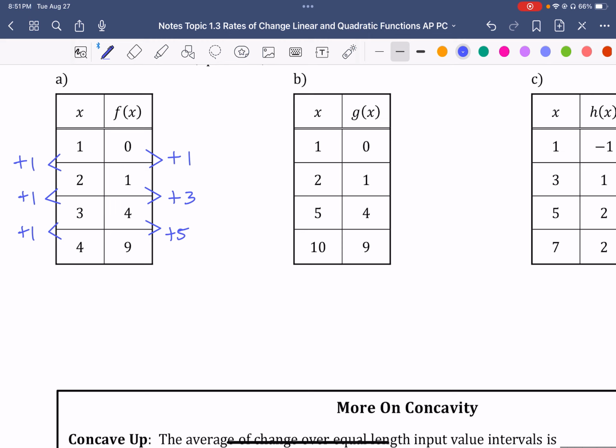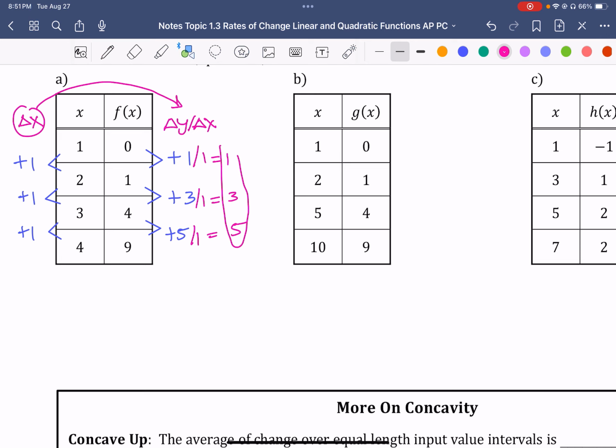Remember to divide your changes in y over your changes in x, so that you have the change in y over the change in x. So I'm going to divide by 1, and by 1. Now that's not really going to make a difference because everything divided by 1 is whatever you started with. But I'm going to circle these and label these my average rate of change. Now I see that those numbers are not constant, which means that it's not linear.